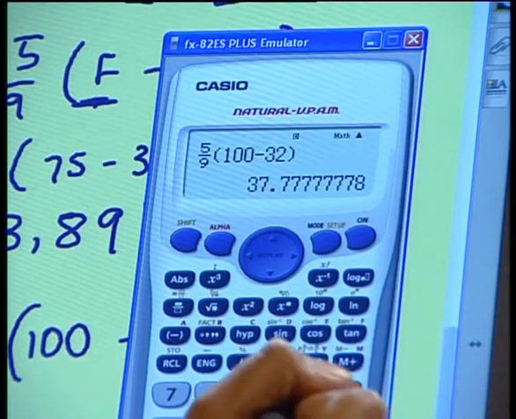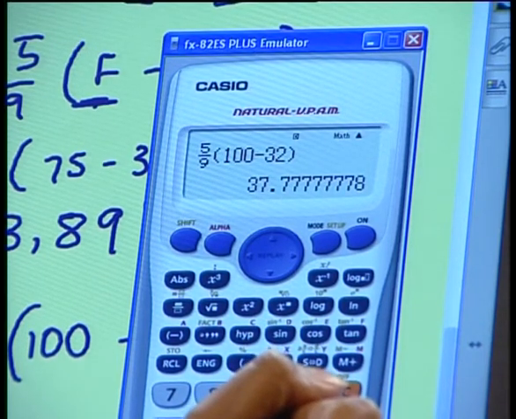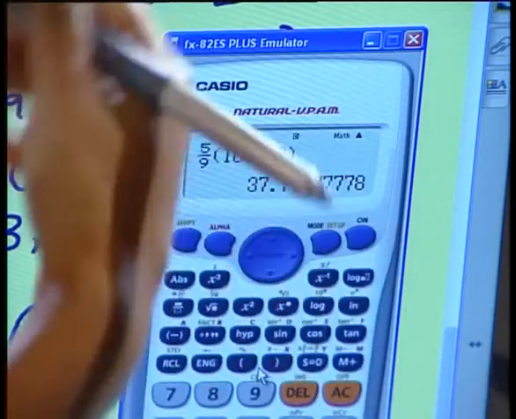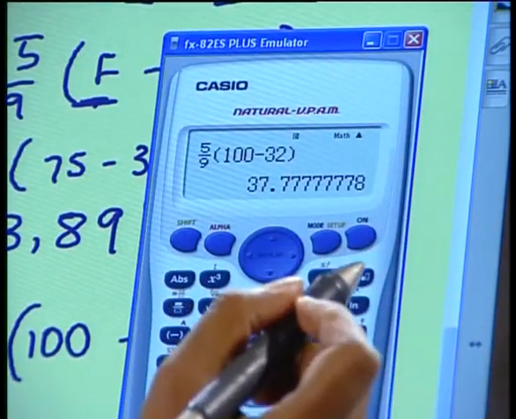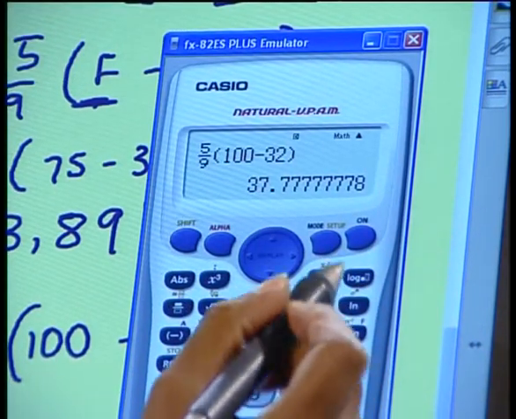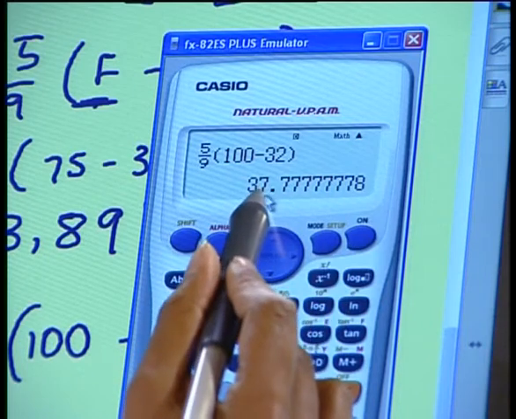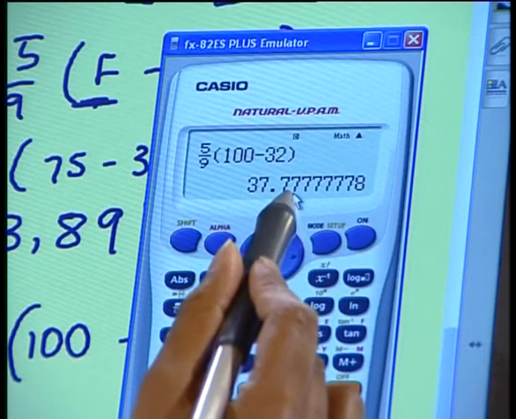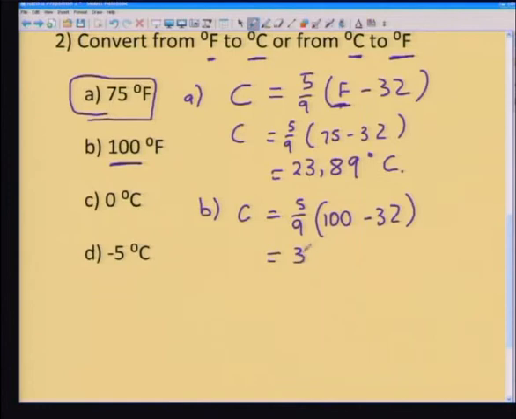And this gives me an answer of 37,77. Again, using the principle of rounding off to 2 decimal places, this would be 37,78. So that's 37,78 degrees Celsius. All right, because we needed to go from Fahrenheit to Celsius, so we end in degrees Celsius.